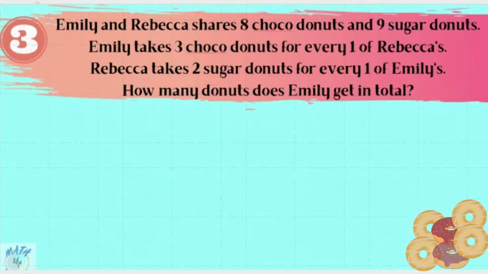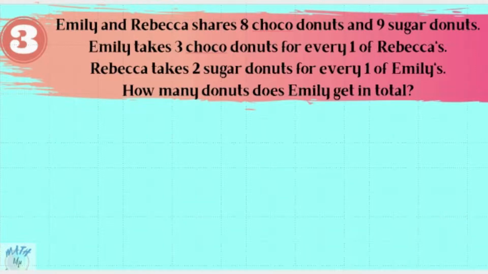Emily and Rebecca share 8 choco donuts and 9 sugar donuts. Emily takes 3 choco donuts for every one of Rebecca's. Rebecca takes 2 sugar donuts for every one of Emily's. How many donuts does Emily get in total? For those who want to try on your own, please pause the video right here and have a go.